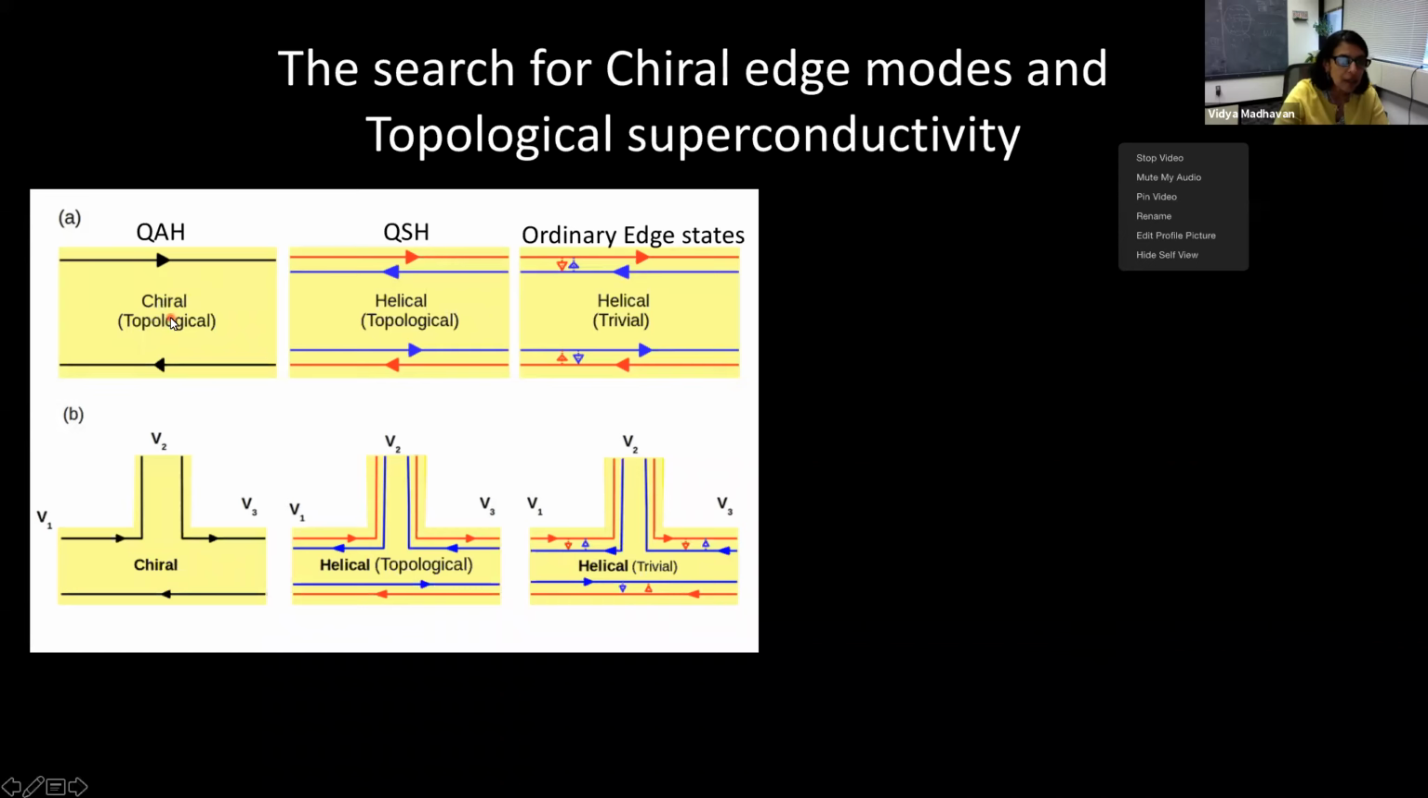So the search has been on for quantum anomalous Hall systems, which are magnetic systems where you expect to see these chiral edge states. And here, backscattering is completely forbidden. In fact, if you had a quantum anomalous Hall insulator at room temperature, you can expect that you'll have these dissipationless edge modes, which might be extremely useful for devices.